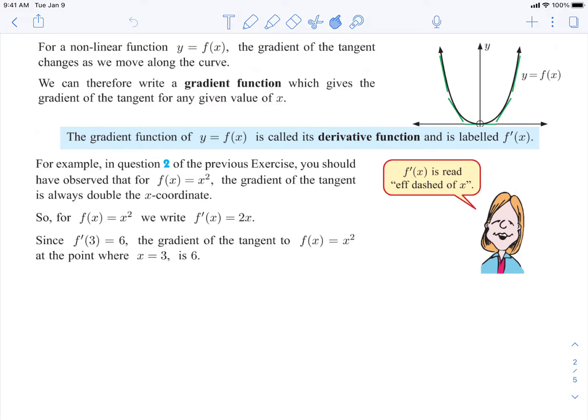All right, we're going to work with the derivative function. So for a non-linear function, so not a straight line, the gradient or slope of the tangent changes as we move along the curve. We can therefore write a gradient function which gives the gradient of the tangent at any value. So here is our curve.